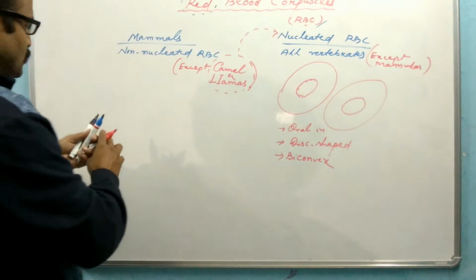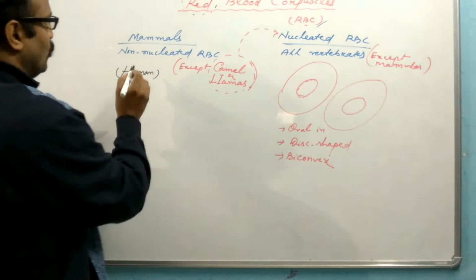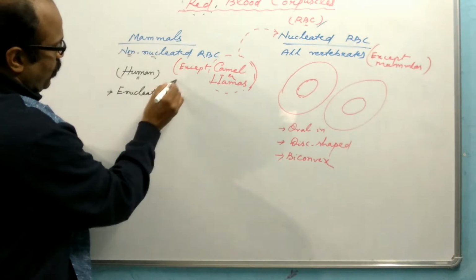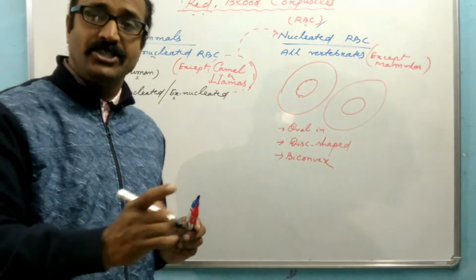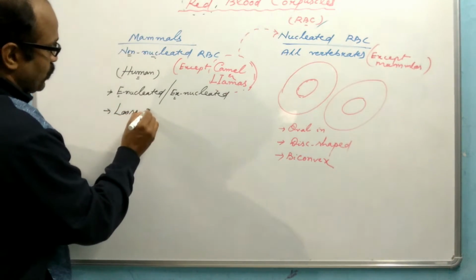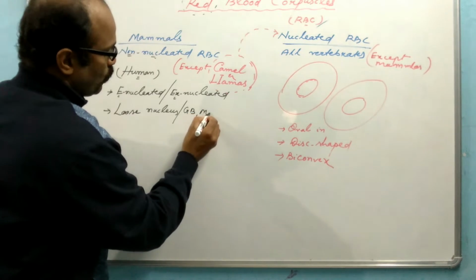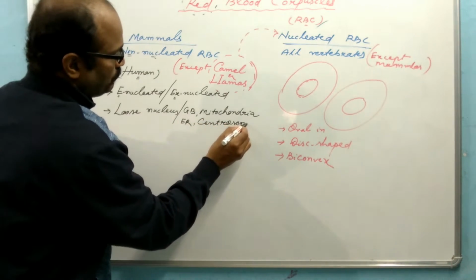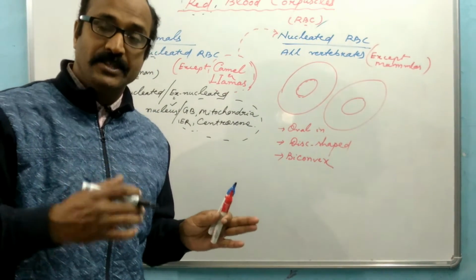But in case of mammals, and particularly in human, RBC are non-nucleated, or you may say enucleated or ex-nucleated. Enucleated means in the immature condition RBC possess a nucleus, but in the mature condition RBC lose the nucleus as well as some of the organelles like Golgi body, mitochondria, endoplasmic reticulum, centrosome. So the losing of such organelles as well as nucleus is an advanced evolutionary feature.